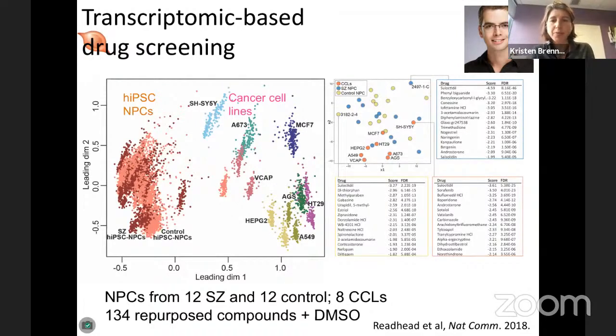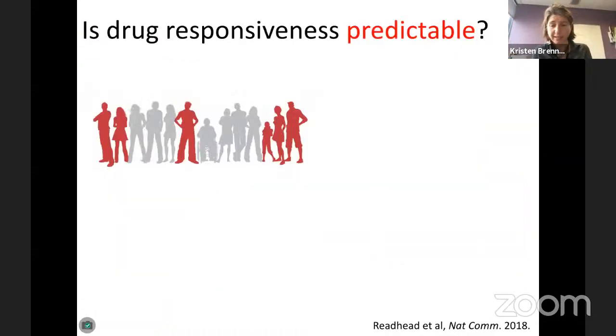And here, what I'm showing you is that some of the time context matters. There were some drugs like Selectatil, which is the top in every category. They had meaningfully large effects in every cell type. But there were other drugs that had effects in cancer cell lines, but not in neural progenitor cells, or in neural progenitor cells and not in cancer cell lines.